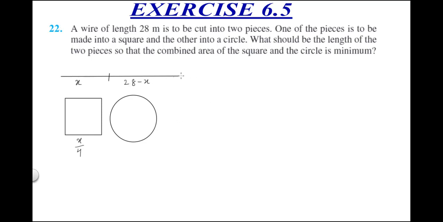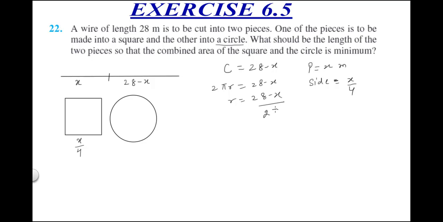Now 28 minus x, from this piece of wire we are making a circle, as it is mentioned in the question that you are making a circle out of it. Now 28 minus x will become the circumference. So I am writing c as 28 minus x, which is of the circle, and x is the perimeter of the square. So the side of square will be x divided by 4. And from here we can calculate radius. 2 pi r is equal to 28 minus x. So r will be equal to 28 minus x divided by 2 pi. So we have got radius and we have got the side of square.